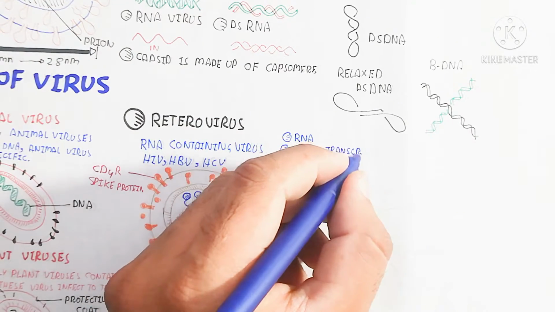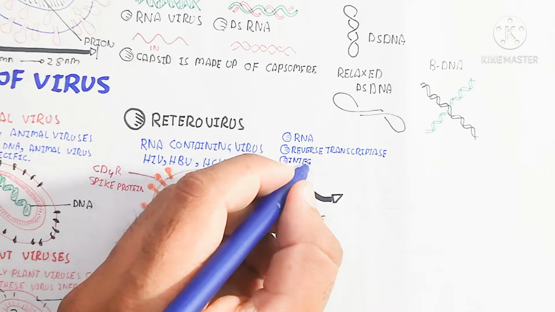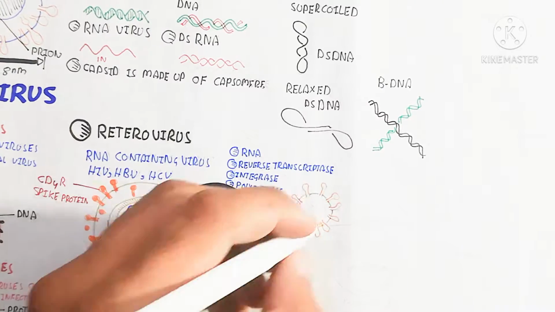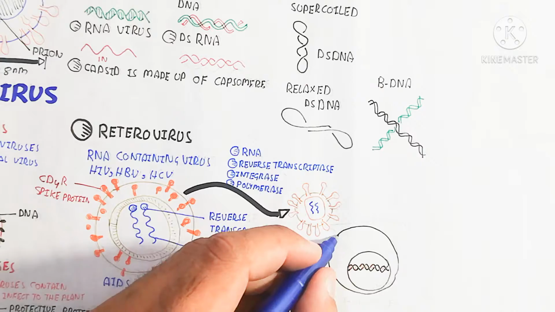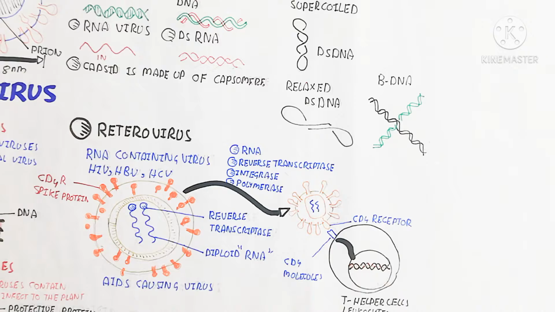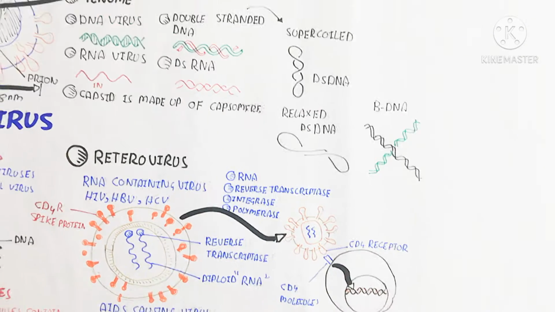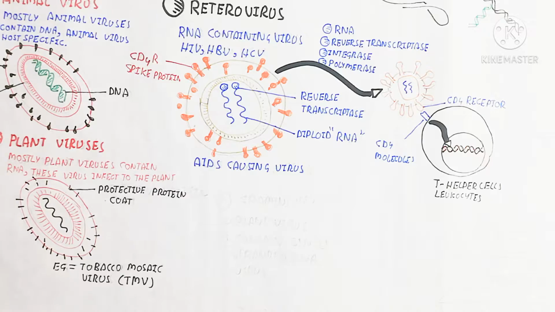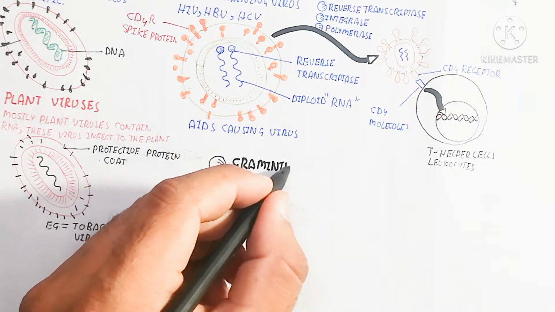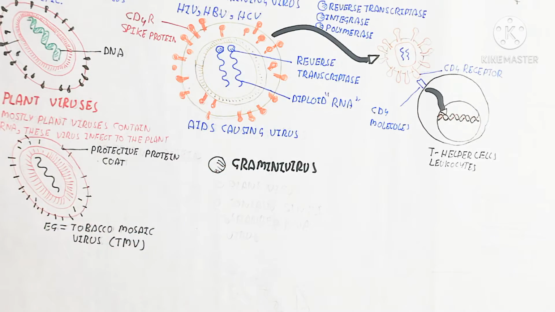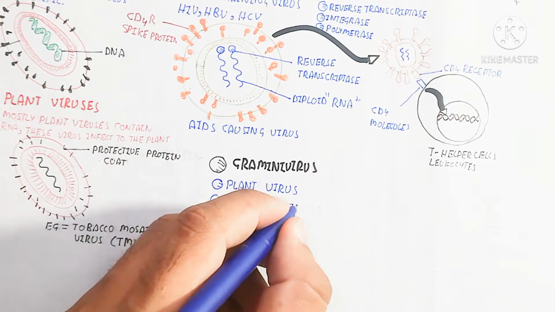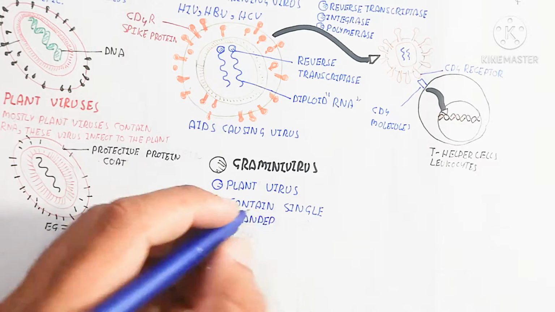The RNA, reverse transcriptase, integrase and polymerase are present inside the virus, within the capsid. The virus recognizes the CD4 molecules and CD4 receptor, which receive it, and it inserts inside the T helper cell to kill the leukocytes. It means loss of immunity, and that causes acquired immunodeficiency.